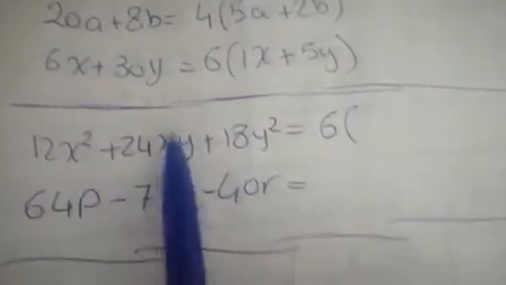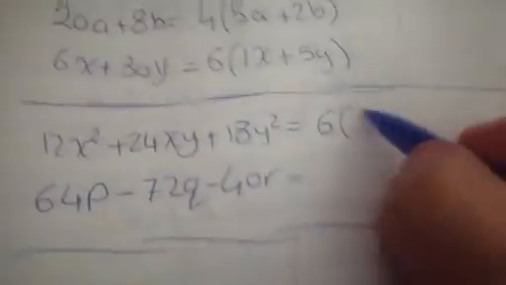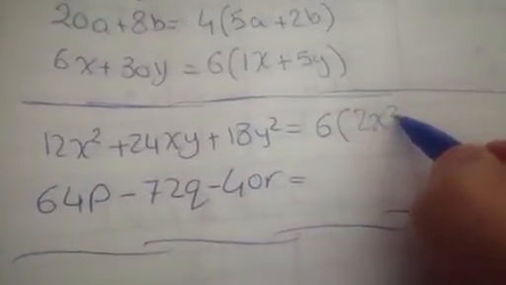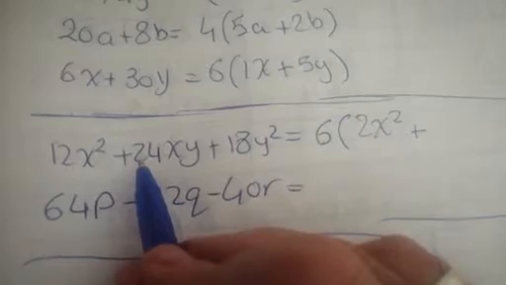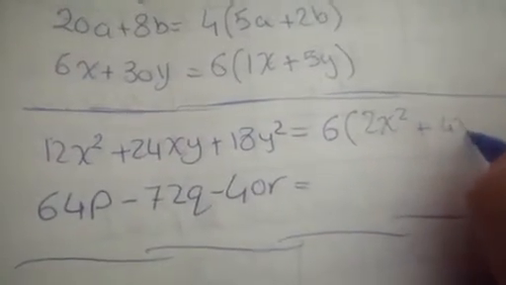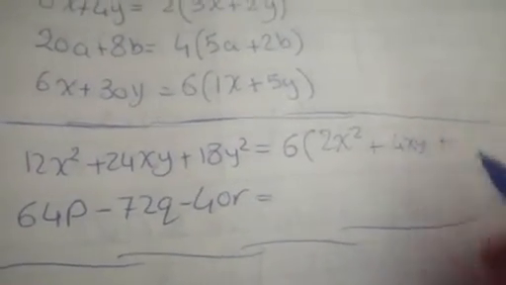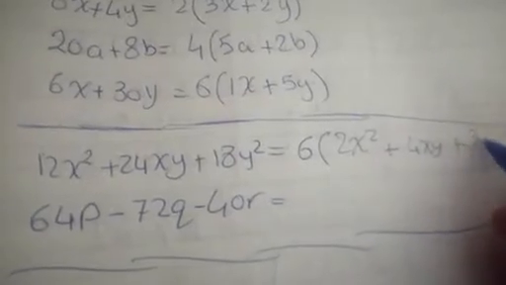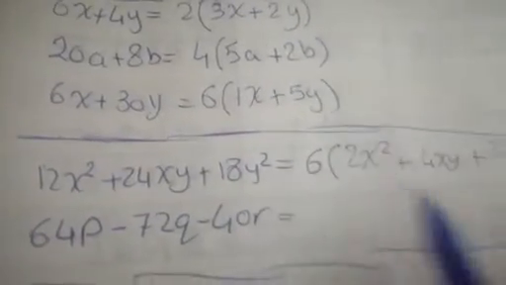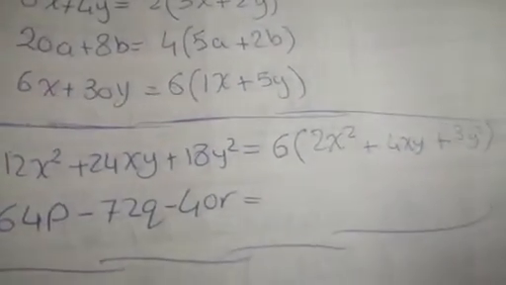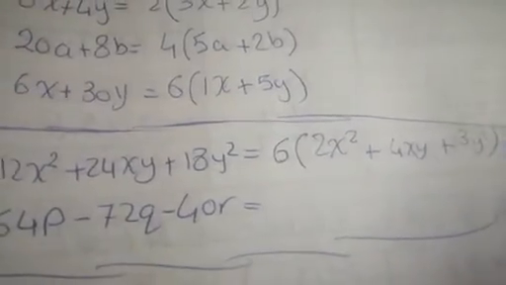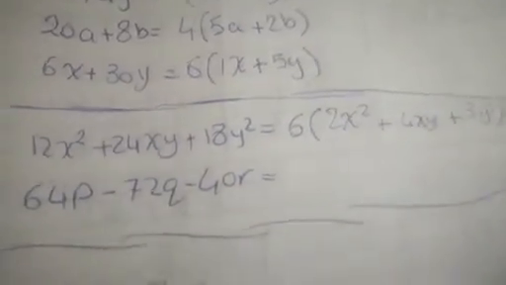We're going to divide the 3 numbers by 6. 12 divided by 6 is 2x squared as it is, plus 24 divided by 6 is 4xy, plus 18 divided by 6 is 3y squared. All the letters are as they are, because we didn't take any letter common.